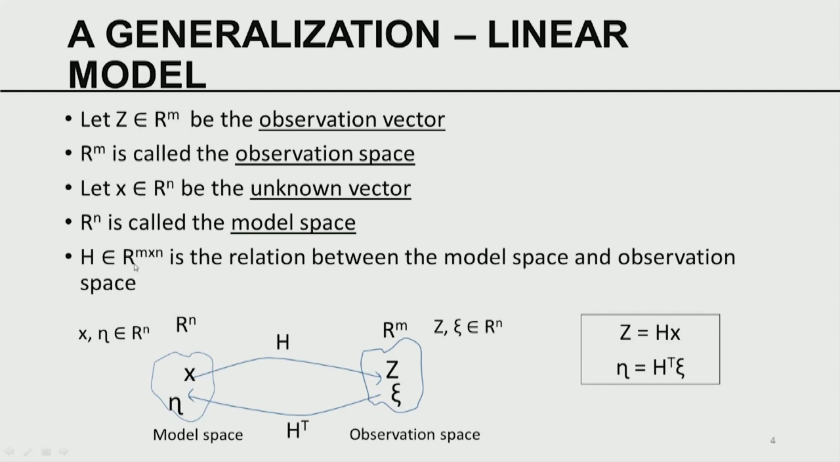H, a matrix in R^(m cross n), is the relation between the model space and the observation space. So if I have x in the model space, my H maps the x into z. This relation between the model variable and the observation variable is given by the matrix H. So H is the known matrix. So Z is equal to H of X. Z is known. H is known. If I generalize the particle moving in a straight line as an inverse problem, the general linear static deterministic inverse problem is to solve: given z, given H, find x such that z is equal to H of x. This is the first statement of the inverse problem based on a very simple problem in physics.